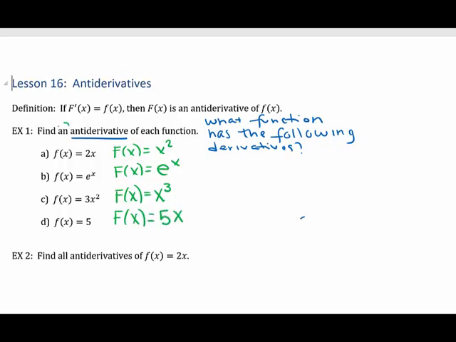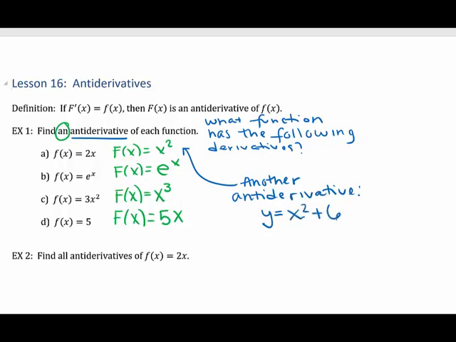Now, in these problems, I just listed one antiderivative of each of these functions. However, every function has more than one antiderivative. So, for example, if we take a closer look at part A, f of x equals 2x, I said x squared is an antiderivative. But another possible answer would have been x squared plus 6. X squared plus 6 has a derivative of 2x. And in fact, I could have added any constant, and I'd still get the exact same derivative.